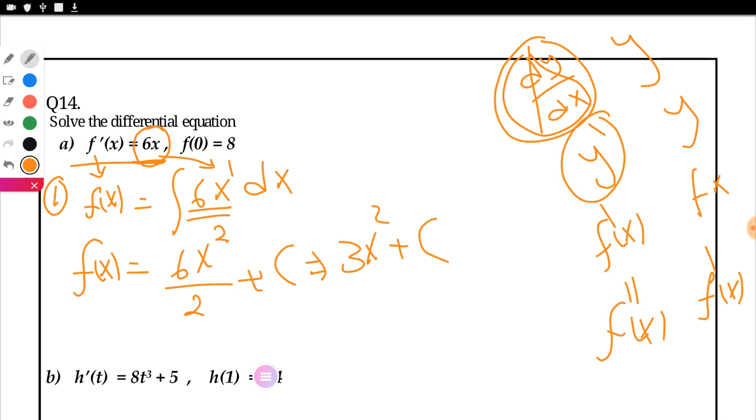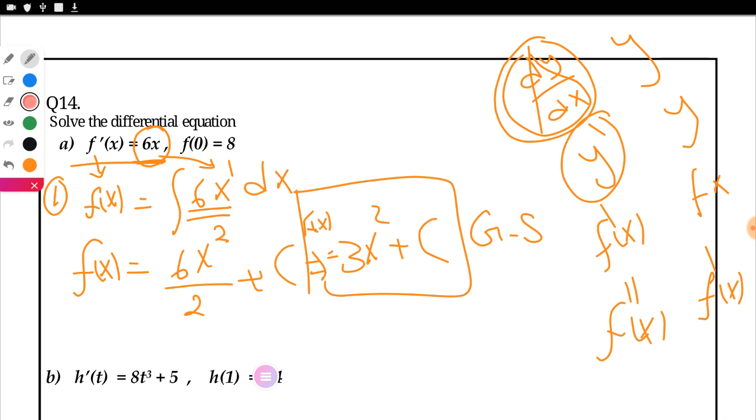This is implied, sorry, because I'd like to write f(x) equal. Okay? This is called what? General solution, because it is indefinite integration. But since you give me more information, which means (0, 8), in this case I'm talking about a specific function whose derivative is 6x and passing through the point (0, 8). So I have to find the value of c, because as you give me the value of c, I'll find a specific function whose derivative is 6x.